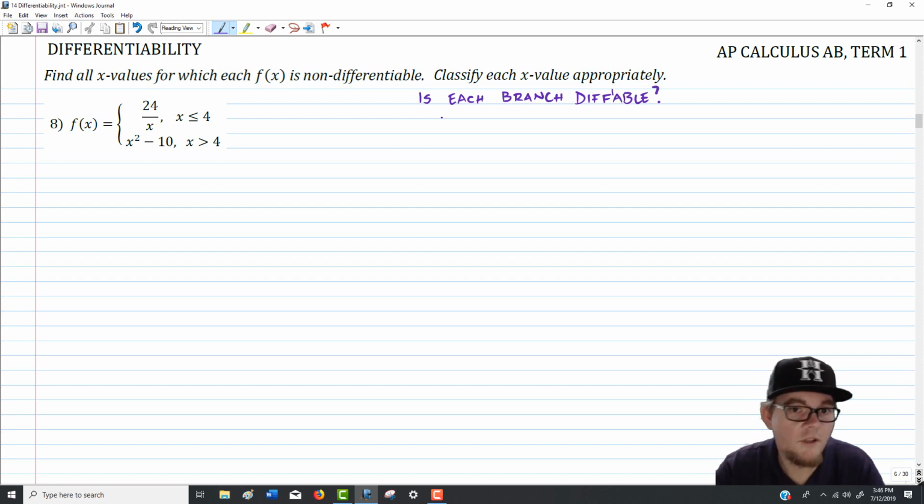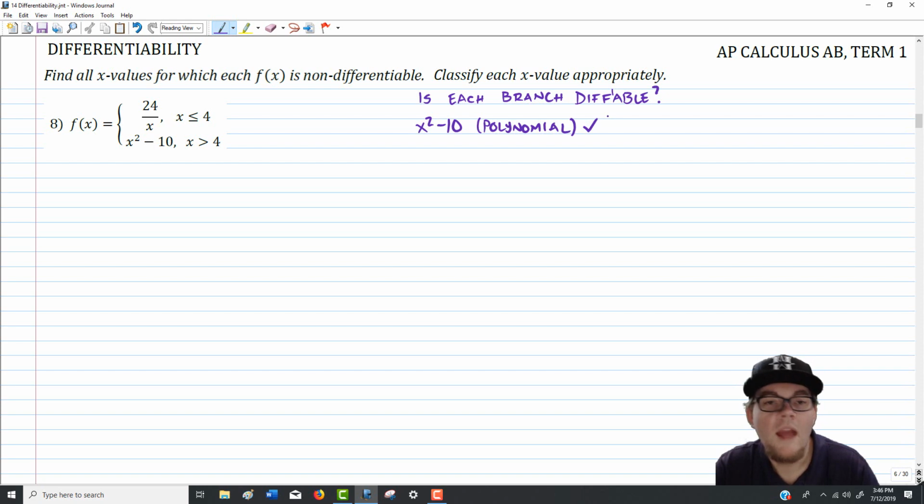So what I mean is, let's look at the two functions. We have two different branches here to look at. The branch on the right is x squared minus 10, and that is a polynomial, which means that there are no differentiability issues. So actually we're perfectly good. X squared minus 10's portion is totally differentiable. The other one, though, is 24 over x. In fact, I'm going to move this up here. Sorry. Versus.